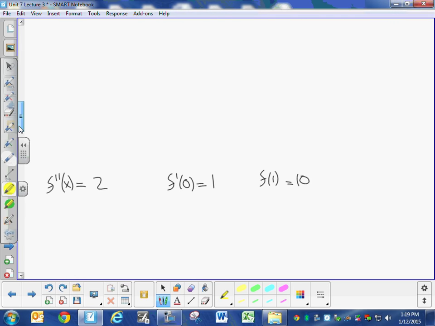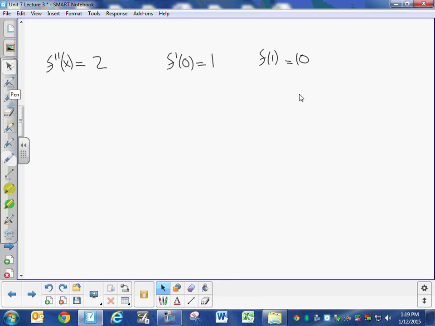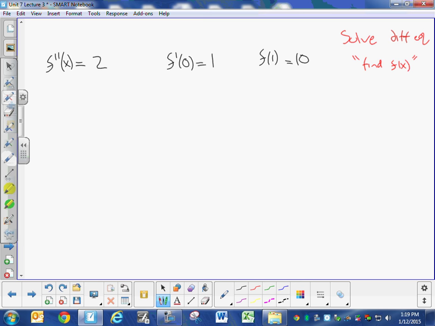Okay? Your turn. Solve this differential equation. Help each other out. See if you can figure it out.